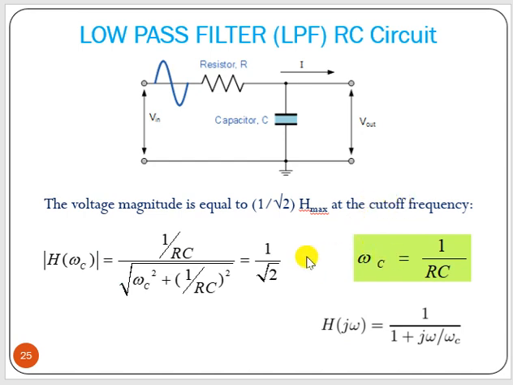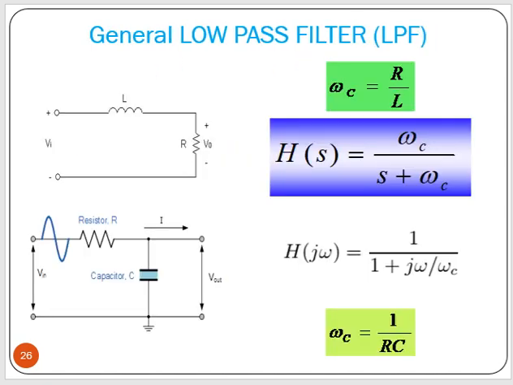So to find out omega c, we have to take this magnitude equal to 1 by root 2. We will get omega c equal to 1 by RC. Now similarly, if you observe here, you will get the expression of low pass filter as 1 by 1 plus j omega by omega c. If we put omega equal to 0, it will be 1. If we put omega equal to infinity, 1 by infinity means 0. So at 0 it is 1, at infinity it is 0, so it is a low pass filter.